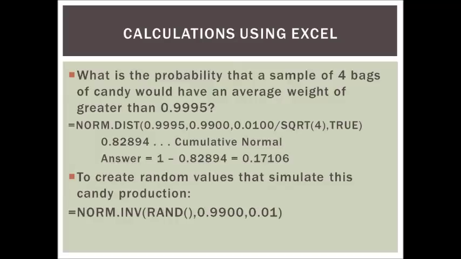have an average weight of greater than 0.9995? Well, the way that you would calculate that is by entering this formula into Excel. This formula is how you represent all of that information. The formula gives you what's called the cumulative normal distribution. So it's a z-table inside of Excel, but their z-table shades the curve from the far left of the normal curve, from negative infinity all the way out to z.